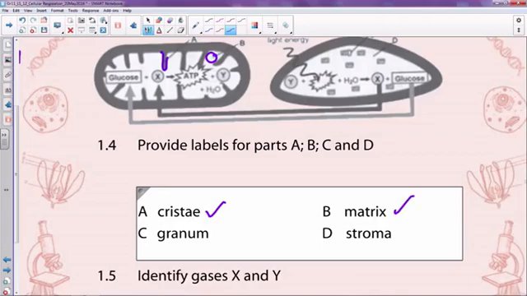And when we look at C, it referred to those stacks of coins, which we refer to as the grana, and it's synonymously unique to the chloroplast. And then the medium in which all of that floats is known as the stroma. So the mitochondria has the matrix, and the chloroplast has the stroma as the internal medium.